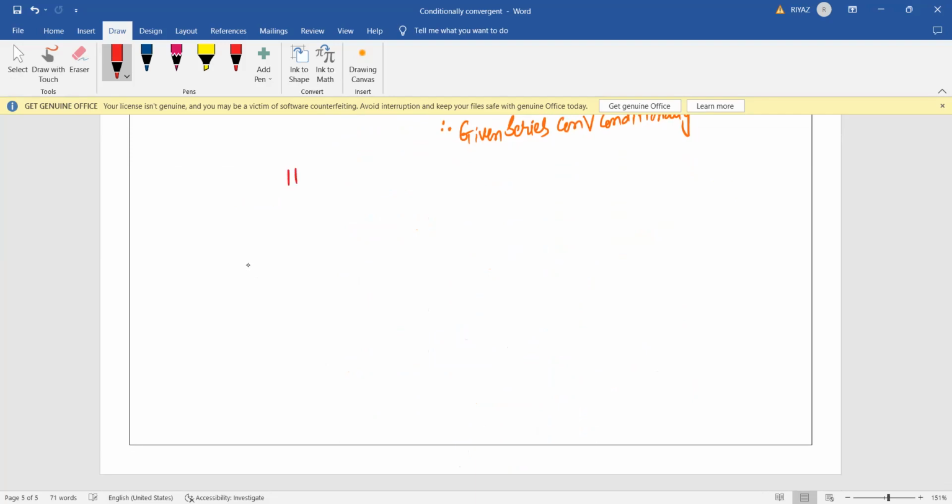The second bit is the question: summation of minus 1 whole to the power of n minus 1, 1 by n square plus 1. Okay, so solution.